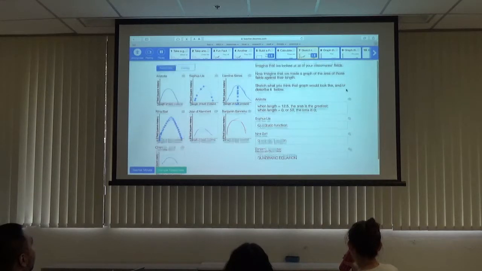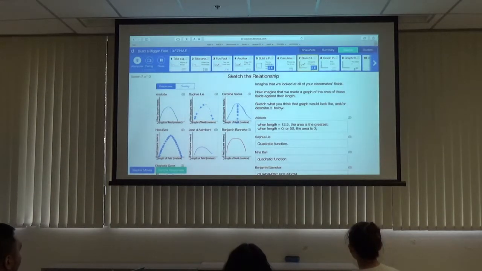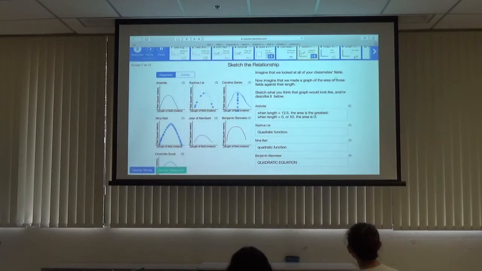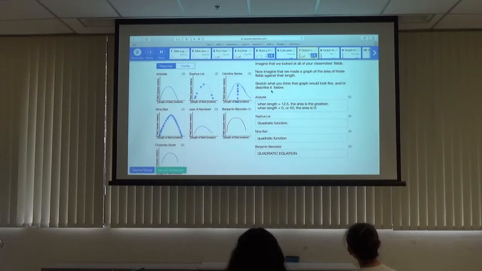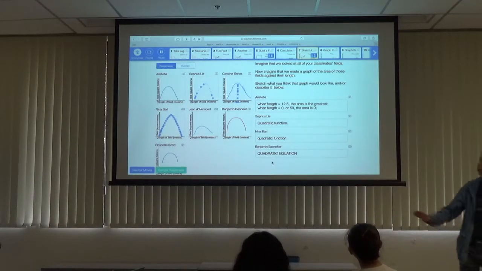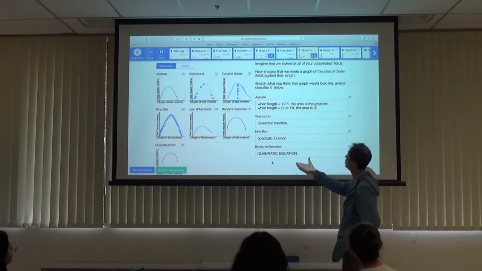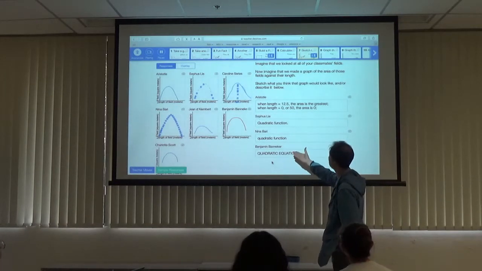Yeah. And how about on this side? Imagine that you look at the classmates' views. Now imagine that we make a graph of the areas of those. These are instructions. Okay. Sketch what you think the graph will look like, or describe it below. Right? So it offers another chance. Okay. So that's very good. You try to make use of it.